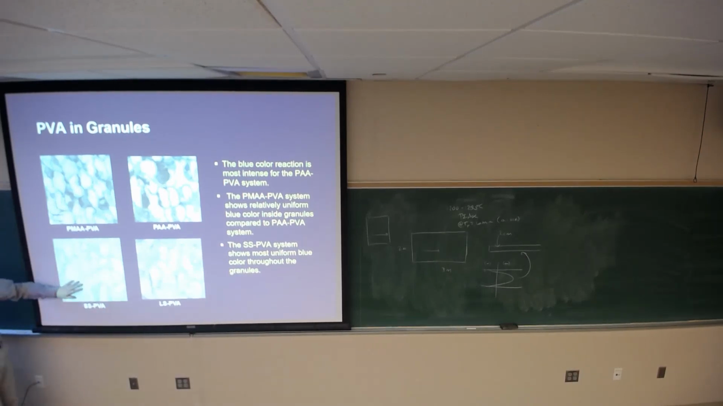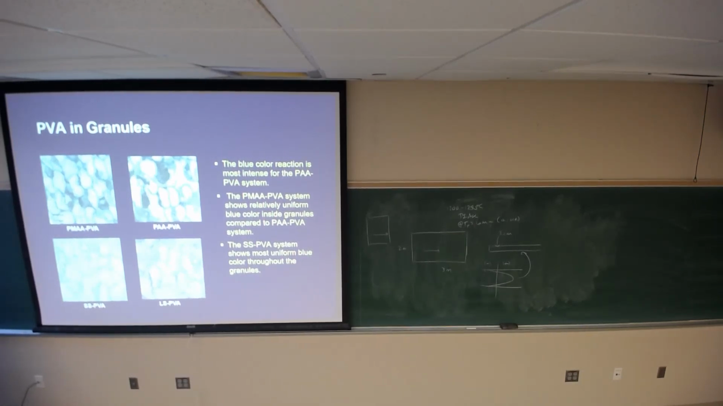Now, if you use sodium silicate, it turns out there's very little migration of PVA, and a much more uniform distribution of PVA. This is better. It's because PVA likes silica. PVA does not like aluminum, and it doesn't like polyacrylic acid. So this phase separation then creates a case hardened granule.